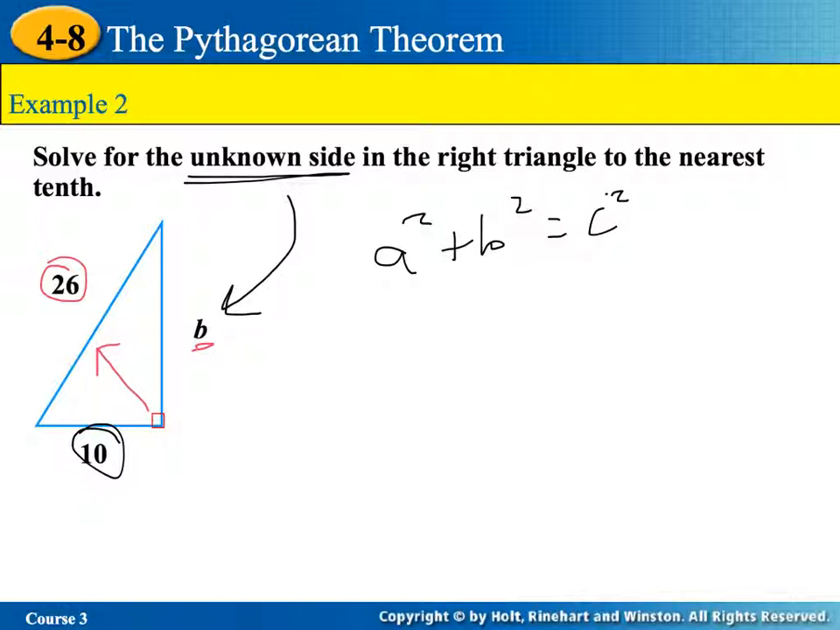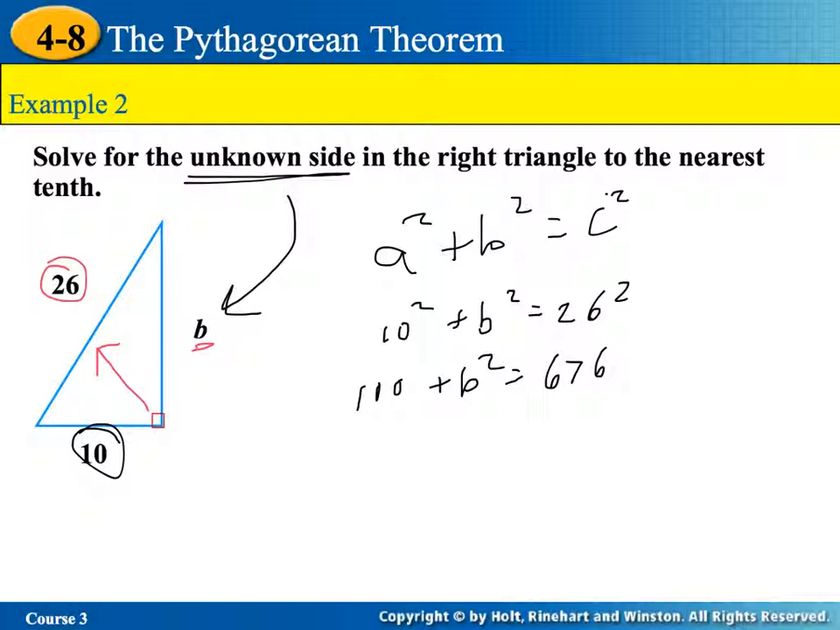Okay, so now I'm going to plug in 10 squared plus b squared is equal to 26 squared. I just plug in what I know. When you square 10, what do you get? Well, 10 times 10 is 100. So 100 plus b squared equals 676. That is 26 to the second. Now, when I look at this, how could I solve for b squared?